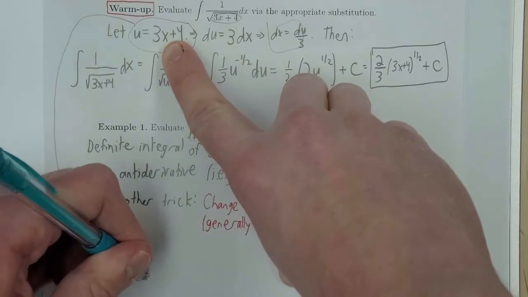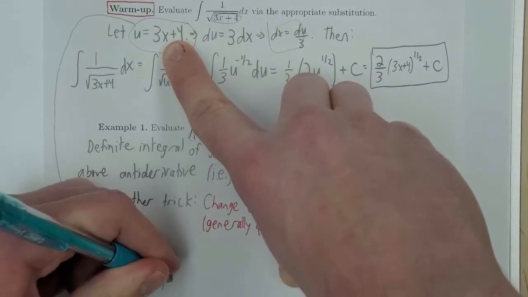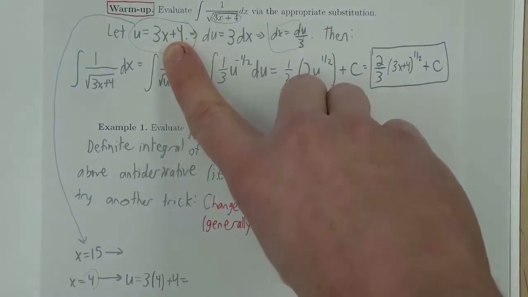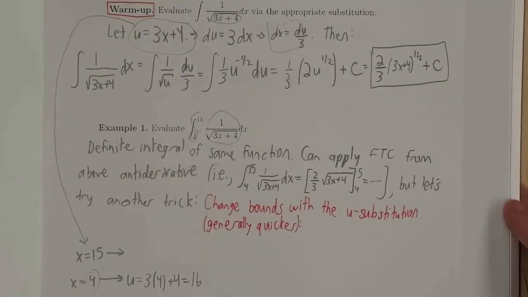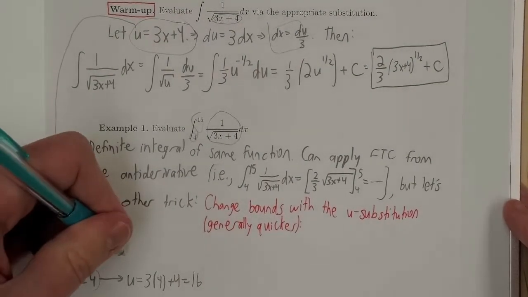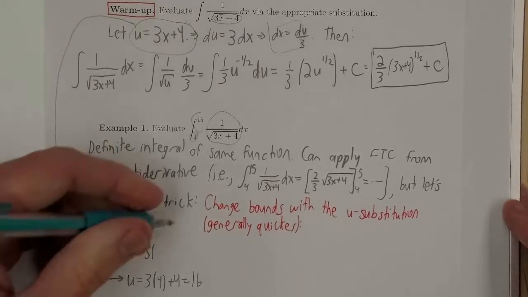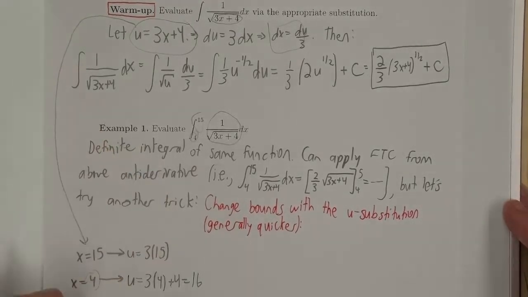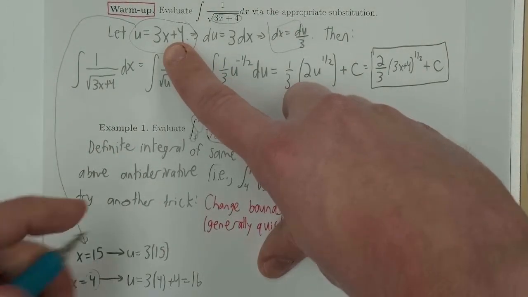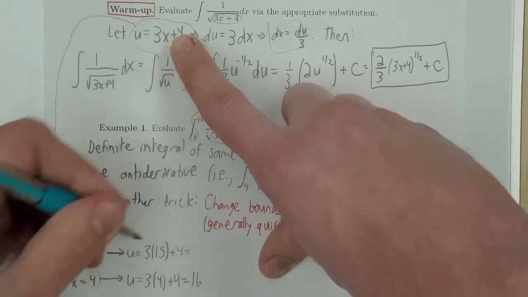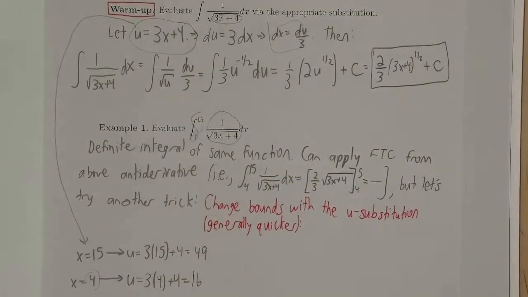So in this case, we have 3 times 4 plus 4, and a quick bit of algebra should tell you this is just 16. And then do the same thing with the other bound, 15. All we have to do is replace x with 15 as per our substitution, add 4, and a quick bit of algebra should tell you this is just 49.